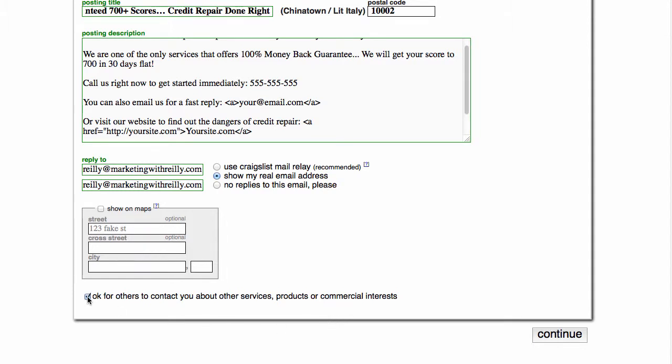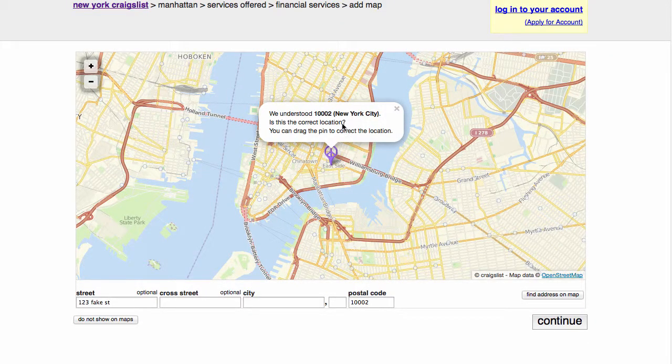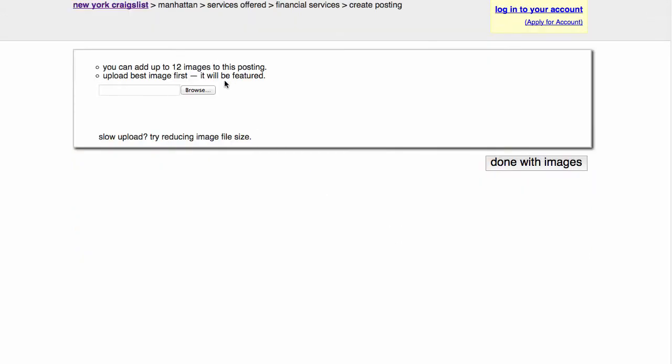I always click it's okay for others to contact me. It's going to show up on Google Maps. I just put a fake address in here, but they're going to post it. And you want to make sure you include maps in your posting here. Adding images is extremely important because it's going to increase your click-through rates. And so you'd want to go to Browse and upload some stock photos. Things like credit repair, you can just have a simple stock photo of money, a stock photo of a house. Anything that's related to credit repair and finance would be useful in this.